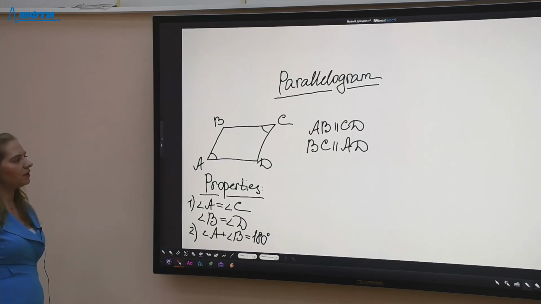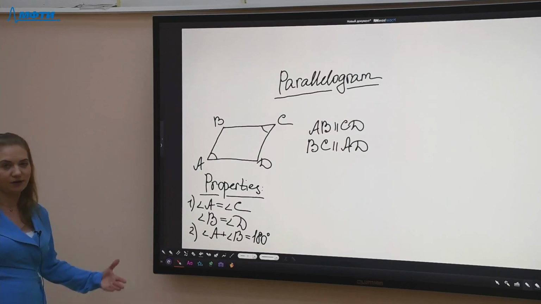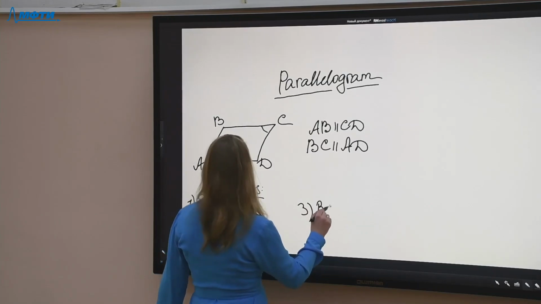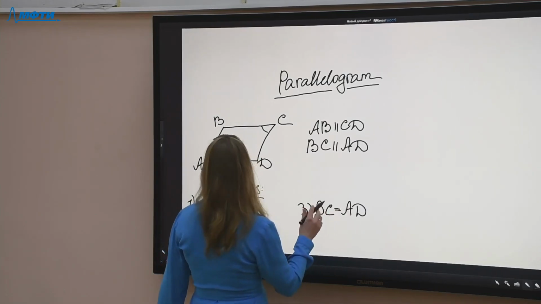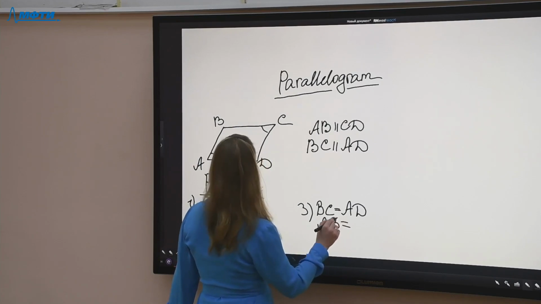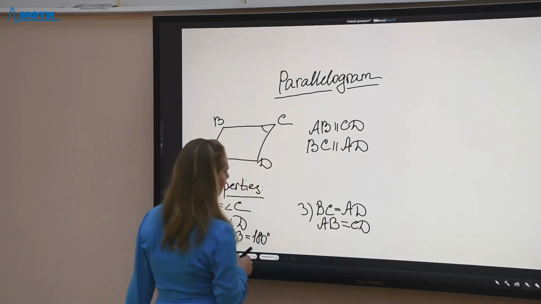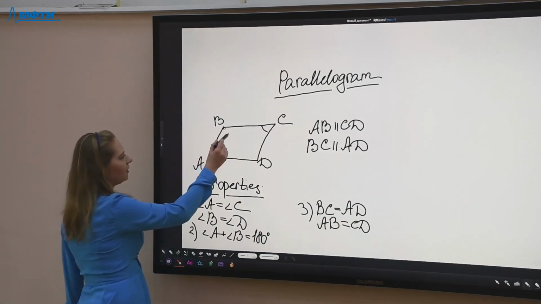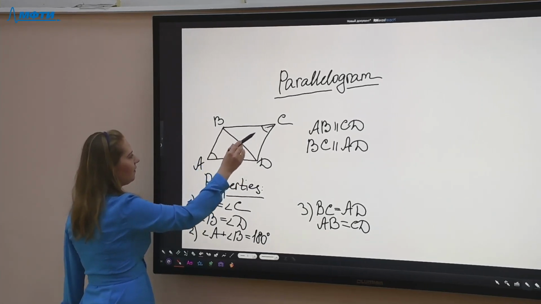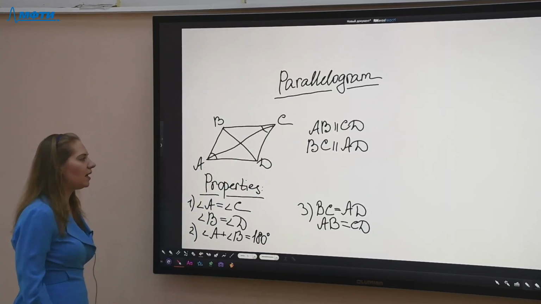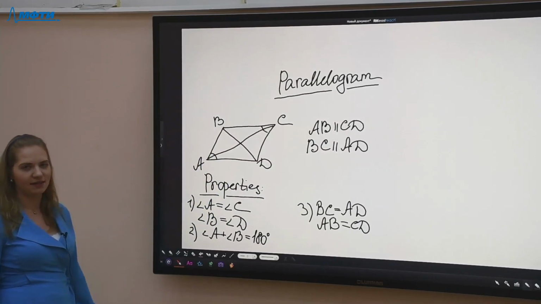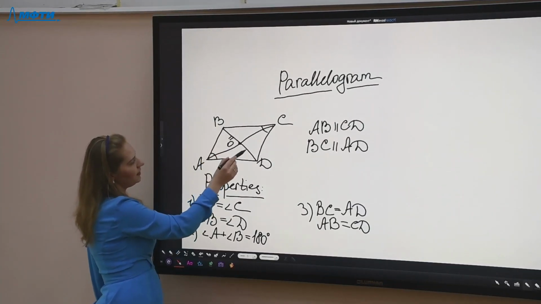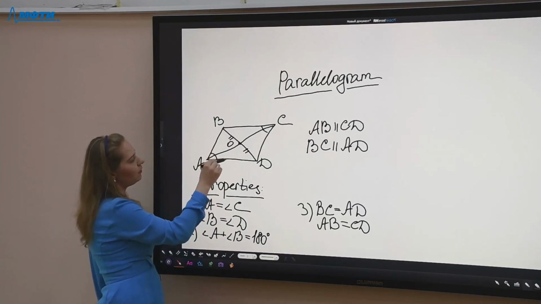Then about the sides of a parallelogram. Opposite sides are equal. It means that BC is equal to AD and AB is equal to CD. So opposite sides are equal. And if we take two diagonals, we can say that they bisect each other. So they meet in a point, let it be O, and BO is equal to OD, and AO is equal to OC.